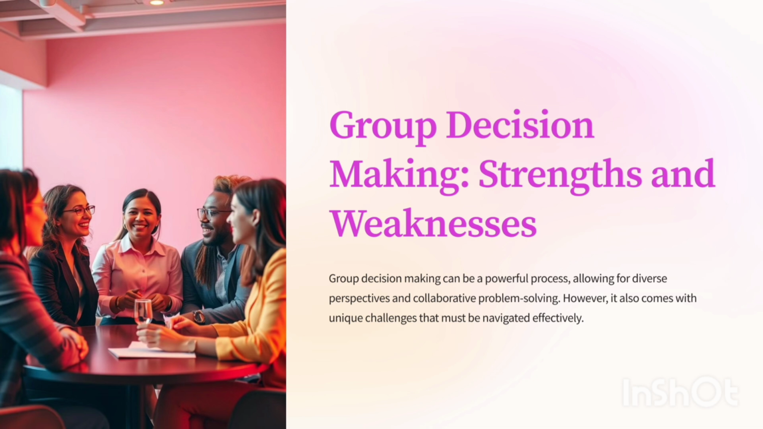Group decision making, strengths and weaknesses. Group decision making has its strengths and weaknesses. Strengths: pooling of knowledge and expertise, greater acceptance of decisions by group members. Next, weaknesses: time consuming processes due to the need for discussion, potential for conflict and divergence of opinions. Present examples where group decisions succeeded and where they failed.